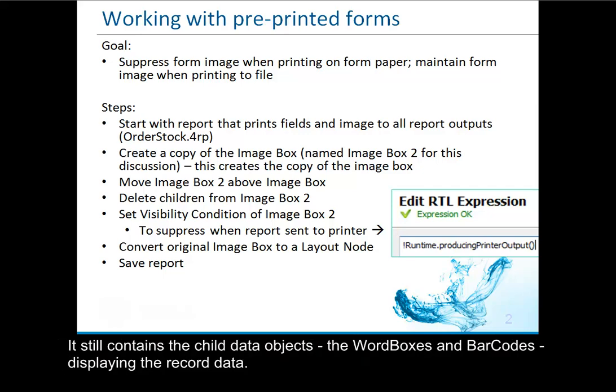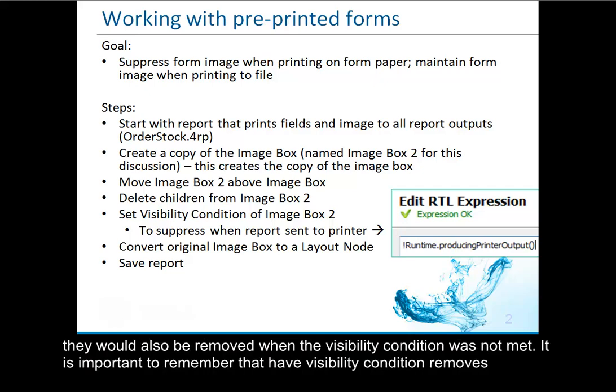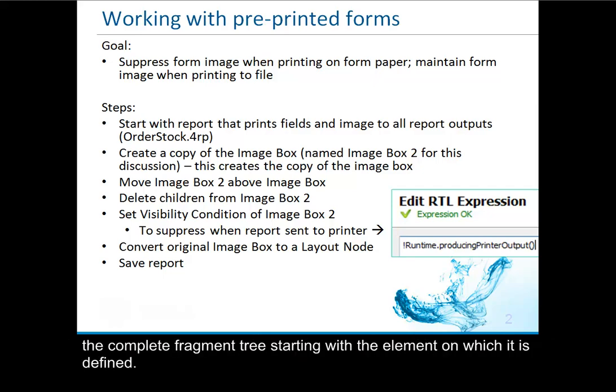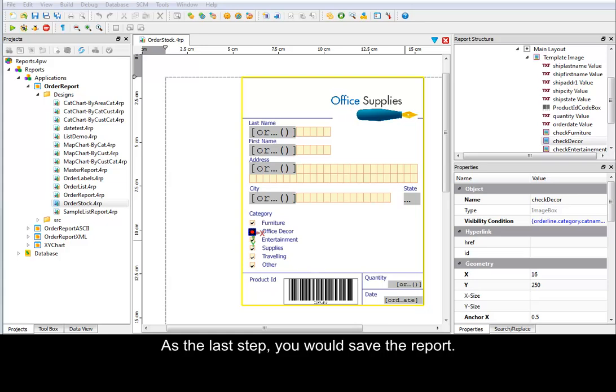It still contains the child data objects, the word boxes and barcodes displaying the record data. If these children had remained under the image box, they would also be removed when the visibility condition was not met. It's important to remember that a visibility condition removes the complete fragment tree, starting with the element on which it is defined. As the last step, you would save the report.